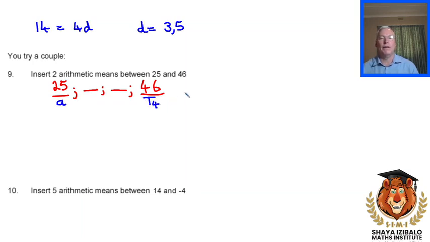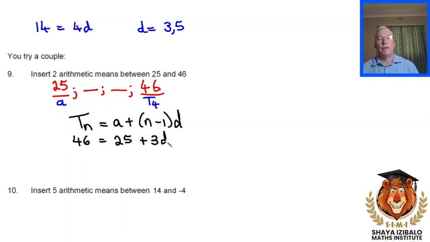So this is going to be A, this is going to be T what? T4, absolutely. Remember our formula? Tn is A plus N minus 1 lots of D. So 46 is going to be A, which is 25, plus 3 lots of D. Only one variable left. We should be able to find it. Let's subtract 25 from both sides. Let's divide both sides by 3. And we get D equals 7.